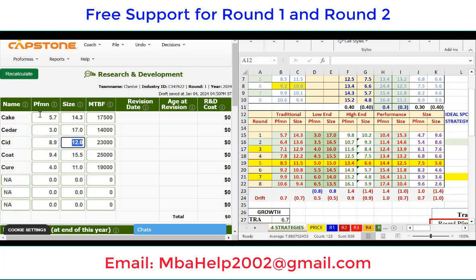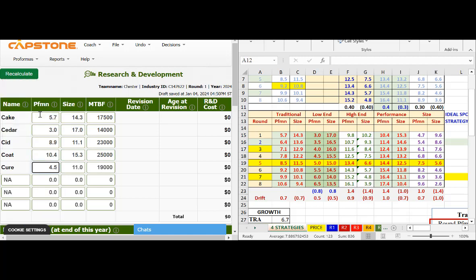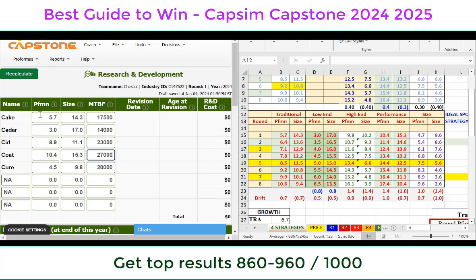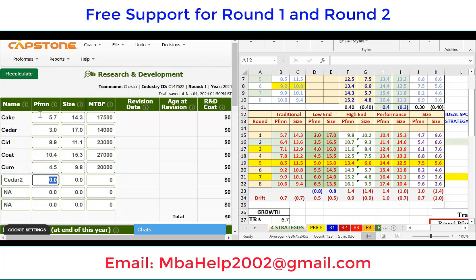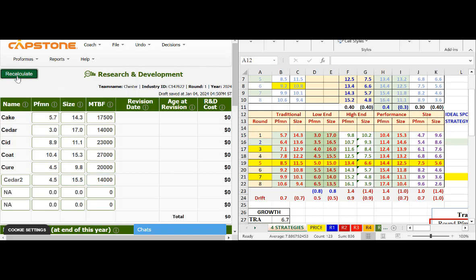This we update to 8.9 and 11.1, and this with 10.4 and 15.3, and this we have 4.5 and 9.8 and 20,000 here. For the performance we update to 27,000. I show you the reason why. And also we add a new product in low end with 4.5 and 15.5, 14,000. Then we can double the sale and profit from round 3 and round 4.